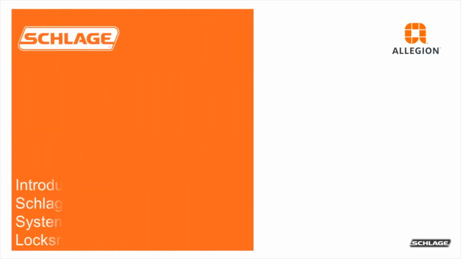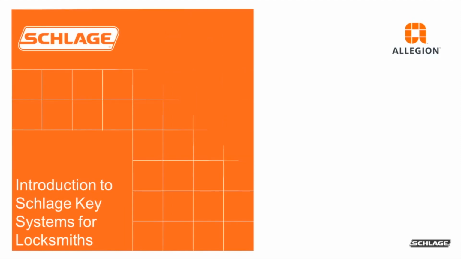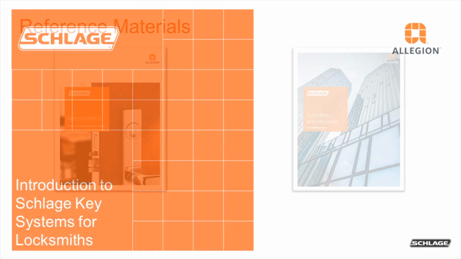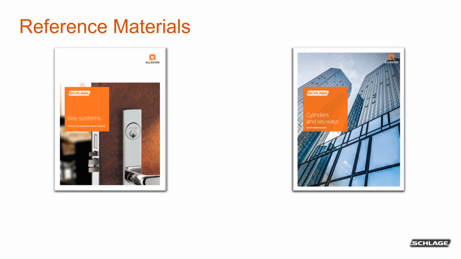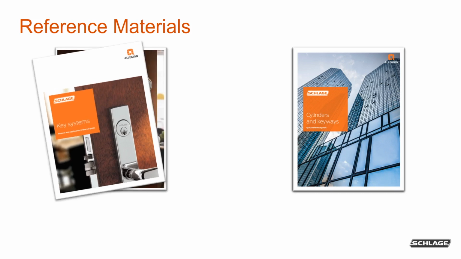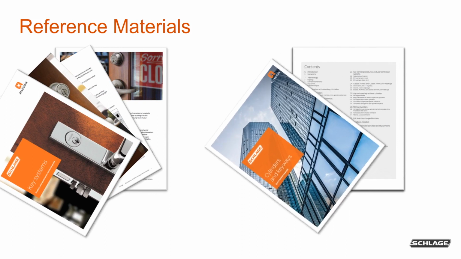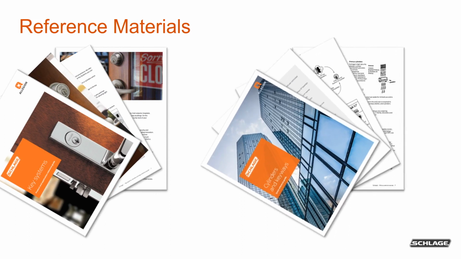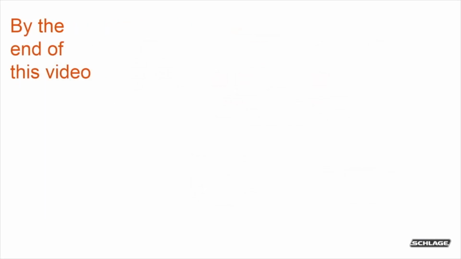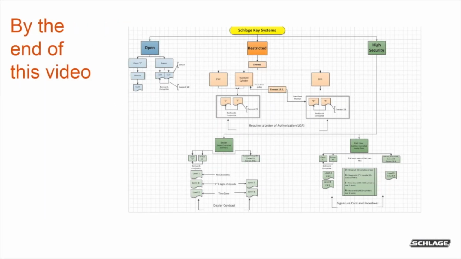This video provides an introduction to Schlage's key systems. The information in this video comes from two sources: the Key Systems, Cylinders, and Keys Reference Guide and the Primus Service Manual. Both documents provide you with greater detail on the topics we'll introduce in this video. And when the video is finished, you will understand how to read this diagram.